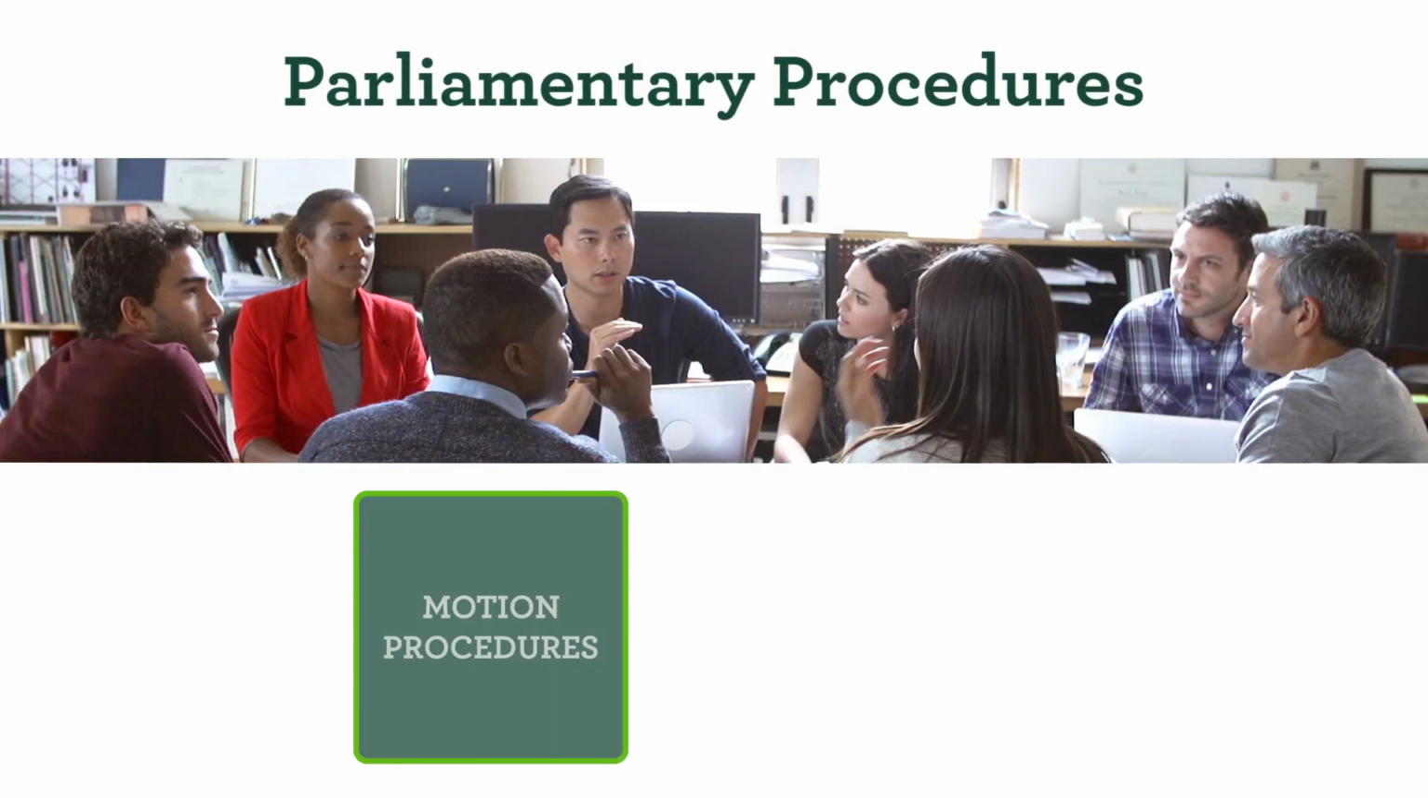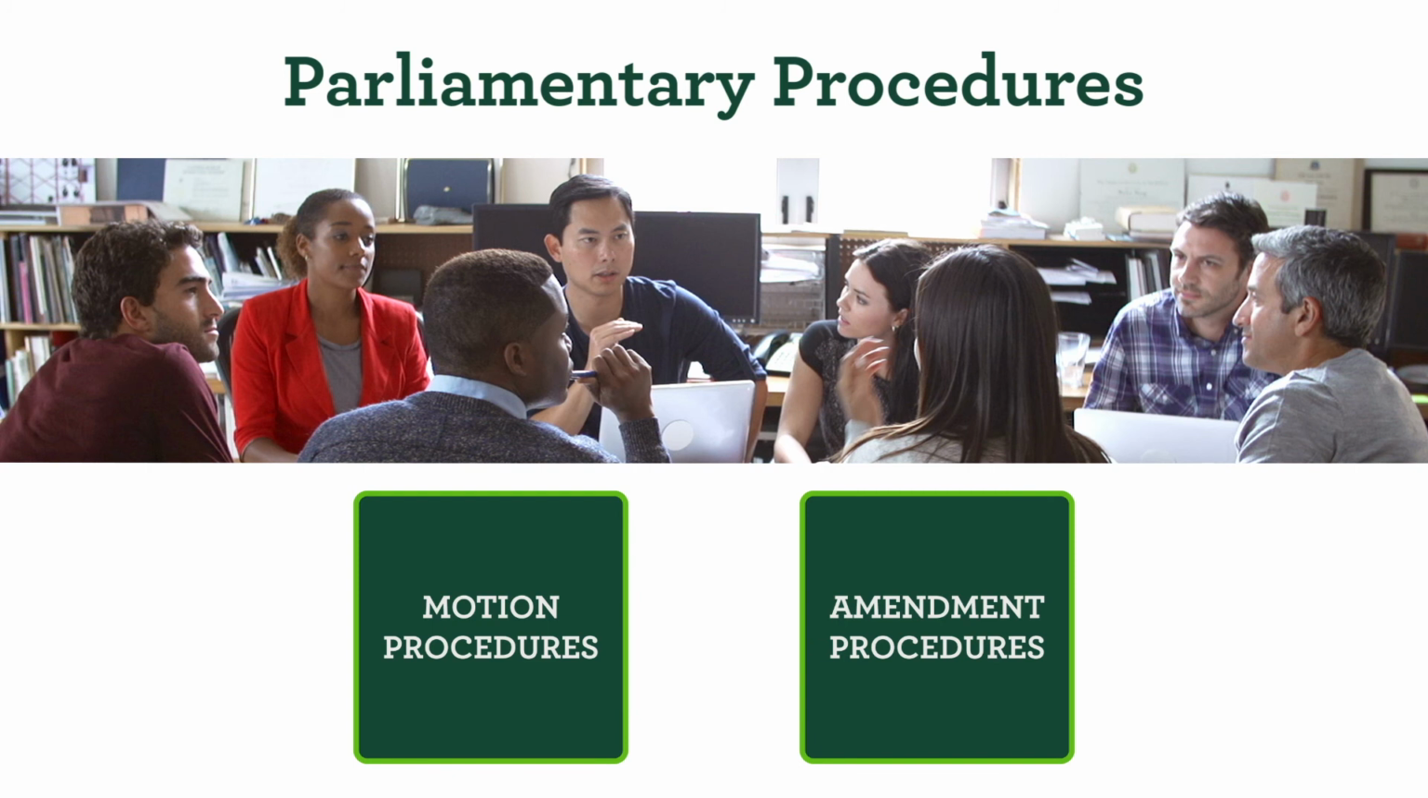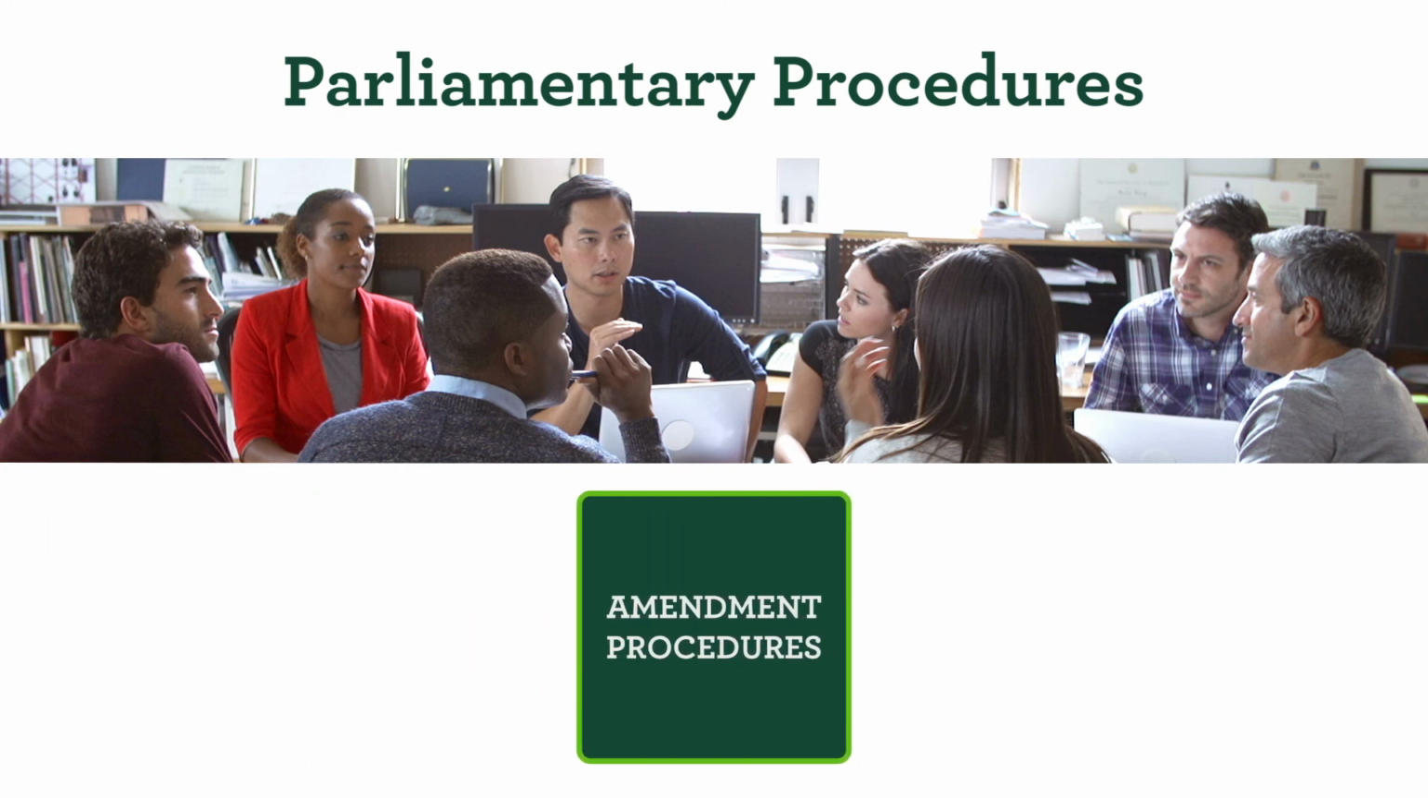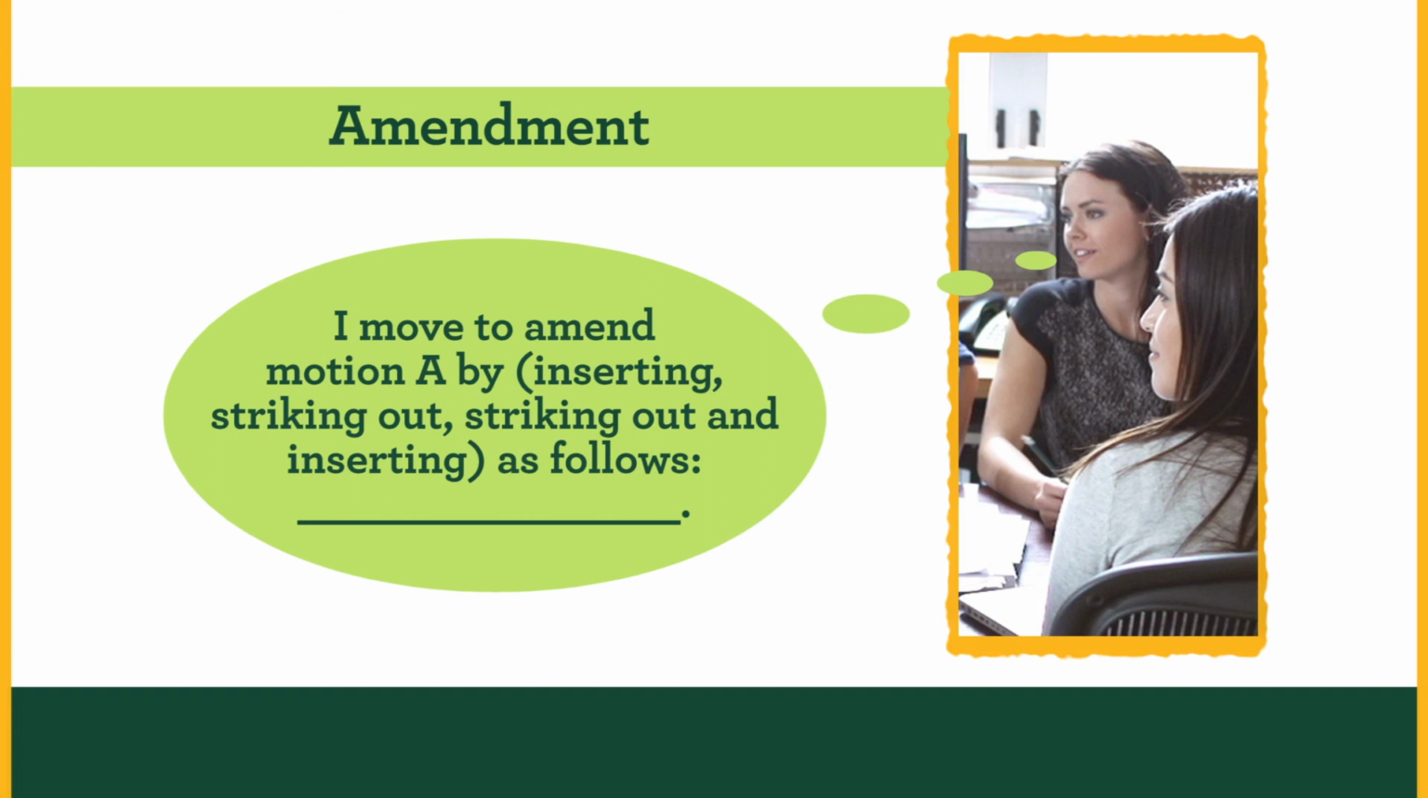There are times that a poorly worded original motion or a dynamic discussion of the motion leads to a need or a desire to modify the motion before voting. This is known as an amendment. An amendment must be relevant to the motion it seeks to amend. The three basic processes of amendments are to move to insert a word or paragraph, to move to strike a word or paragraph, or move to insert and strike words or paragraphs. The language of an amendment follows this structure. I move to amend motion A by inserting, striking out and inserting, as follows.